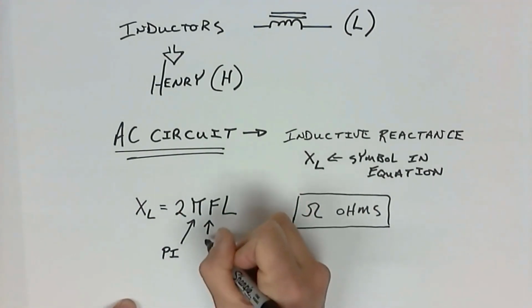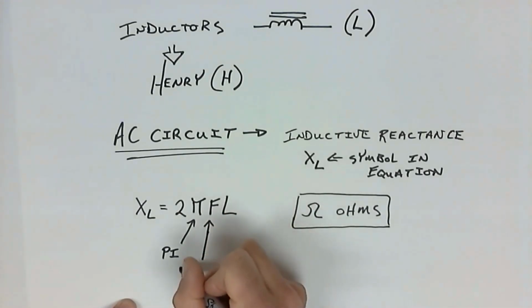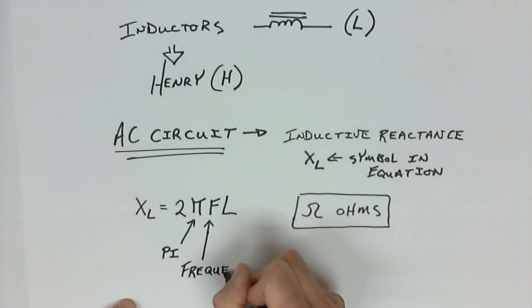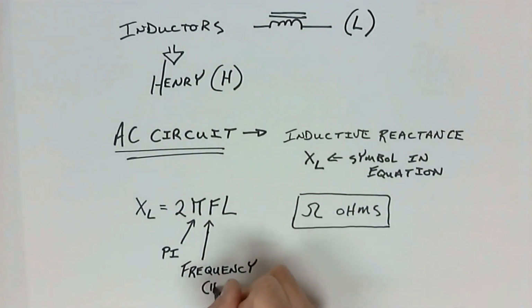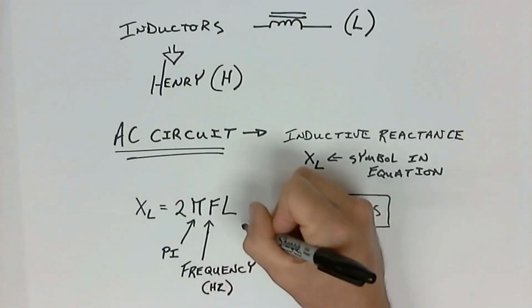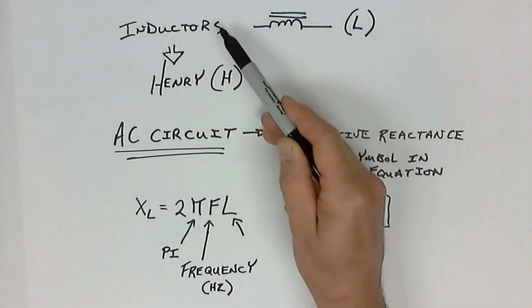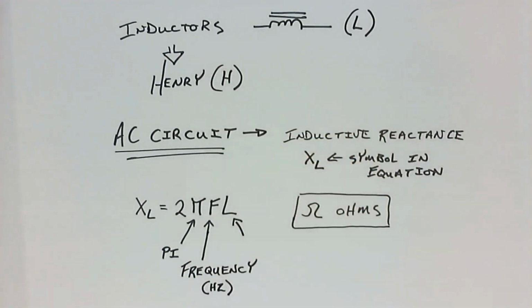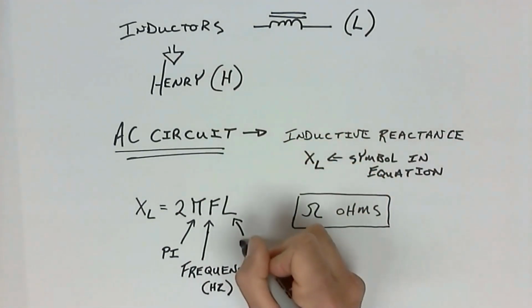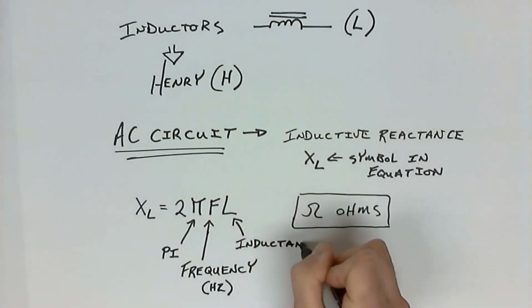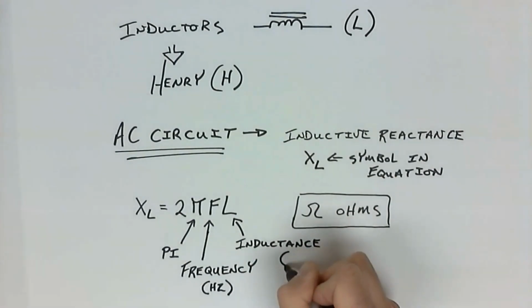F would be the frequency of the circuit that we stick it into, and we know frequency is measured in hertz. And then finally L, well, we already know what L is. L represents the inductor, and that is the inductance in henries.